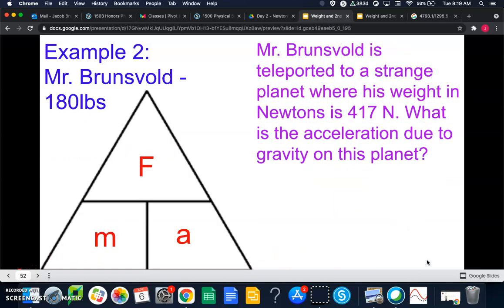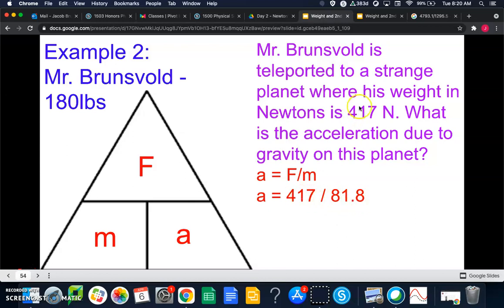Okay, so then last up, Mr. Brunswold is teleported to a strange planet where his weight in newtons is 417 newtons. What is the acceleration due to gravity on this planet? So we're solving for acceleration. So if we cover up acceleration, we're left with F divided by M. So acceleration equals force divided by mass. Acceleration equals 417 divided by 81.8.